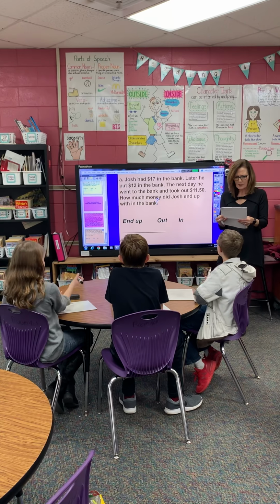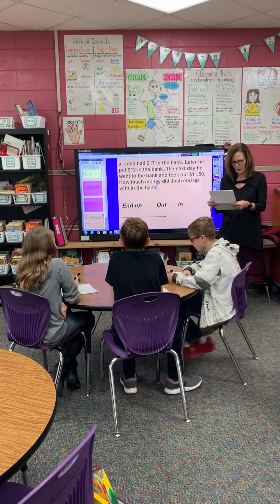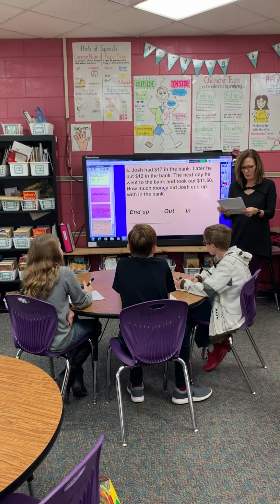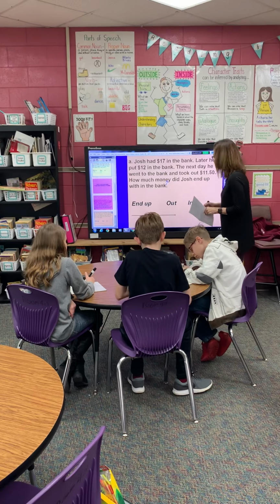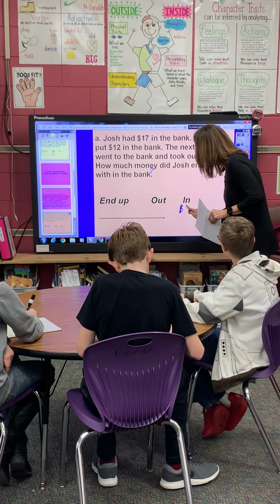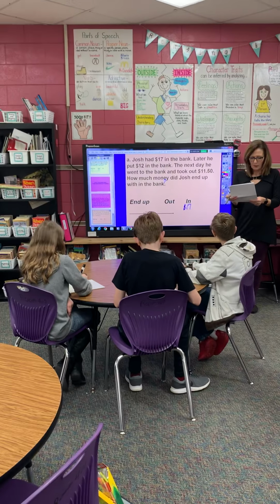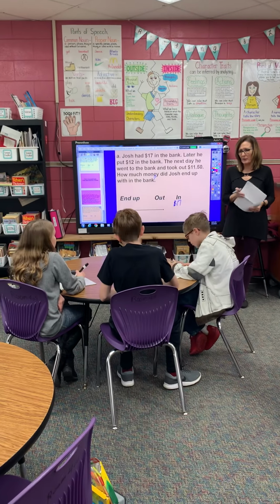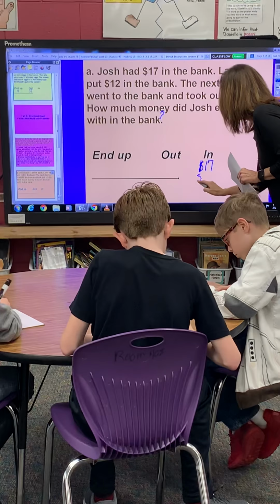The first part of the problem tells about the two values that went in the bank. Here is the number family. What is the first value that went in the bank? 17. $17 went in the bank. We're going to write it under the N. What is the second value that went in the bank? 12. $12. We're also going to write that under the N.